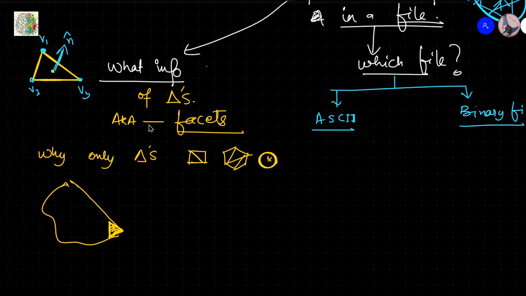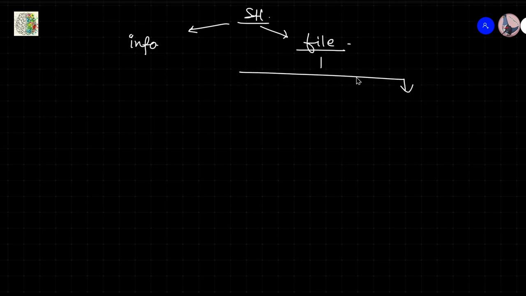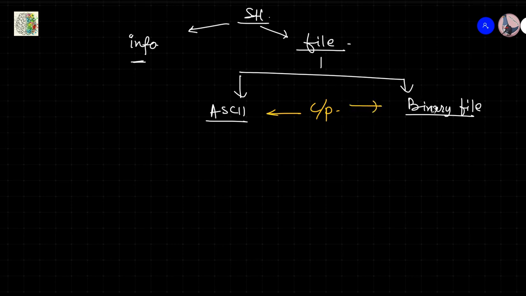Okay, so now we will come back to our briefing. Again, we will brief it slowly. STL, some info and some file. Now this file was of two types. One was the ASCII file, another is the binary file. Now when to use which one? The information is the same for both files. But there has to be some advantage and disadvantage comparison between them. Otherwise, why would there be two different types of file? We could always happily go with one only. Yes, that's what I am going to tell.